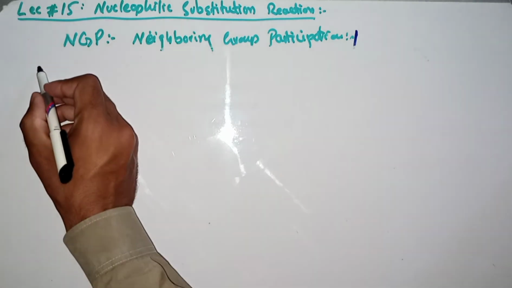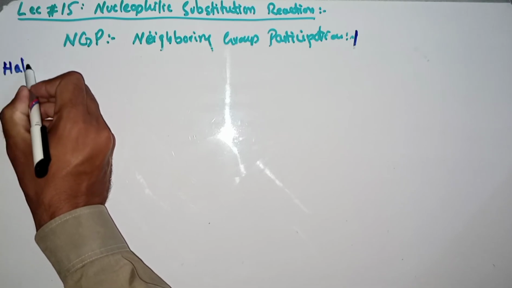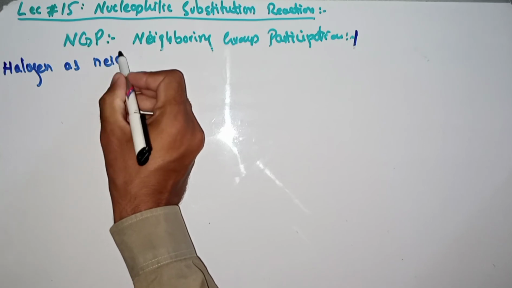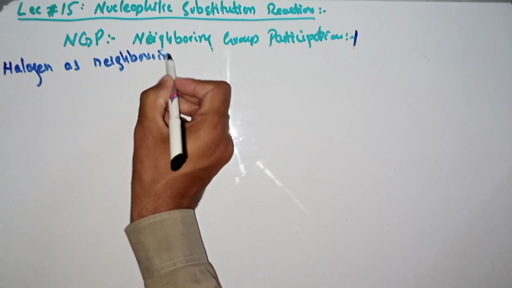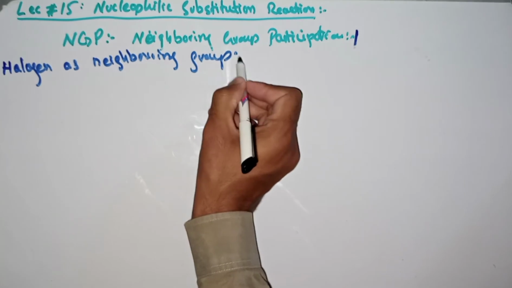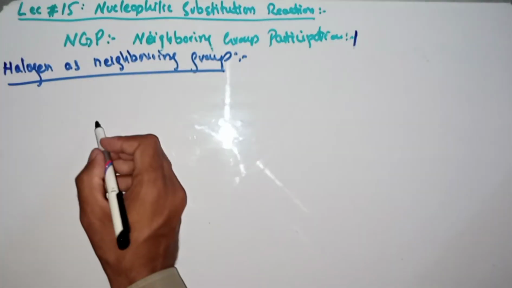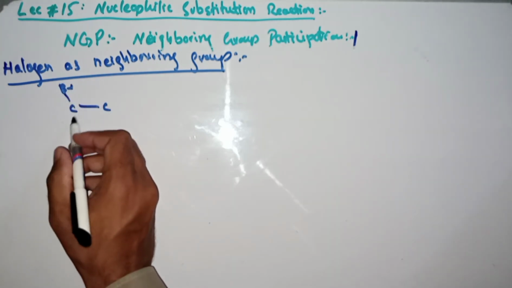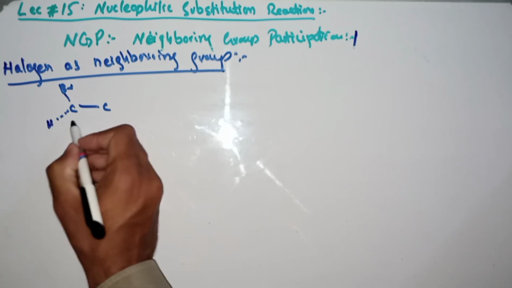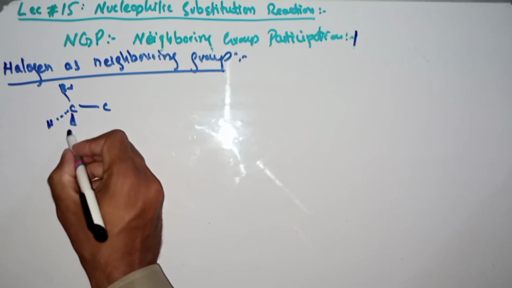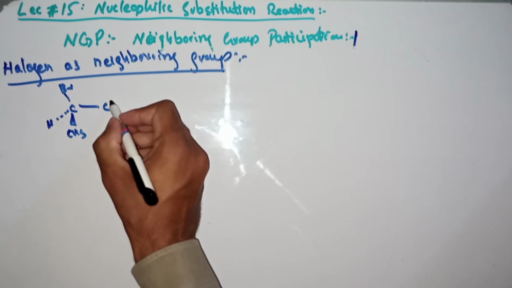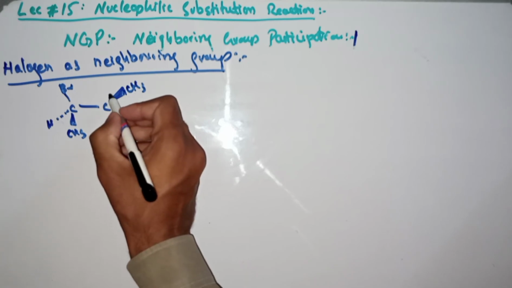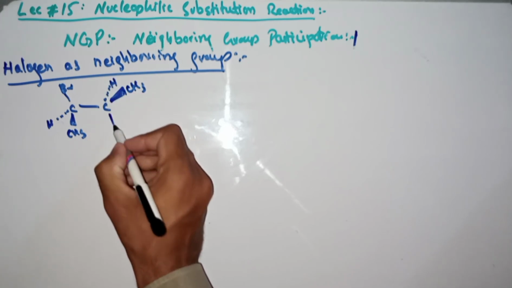So let's start. When halogen acts as a neighboring group, like in the reaction, let's suppose there is a bromide ion, this is H, this is CH3, this is CH3, H and OH.